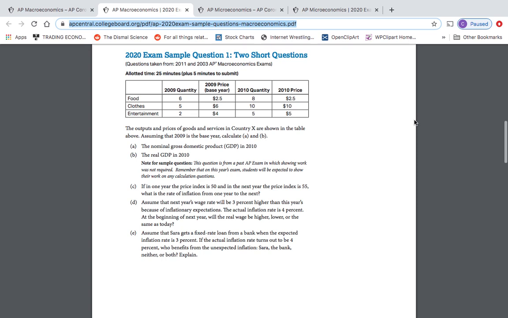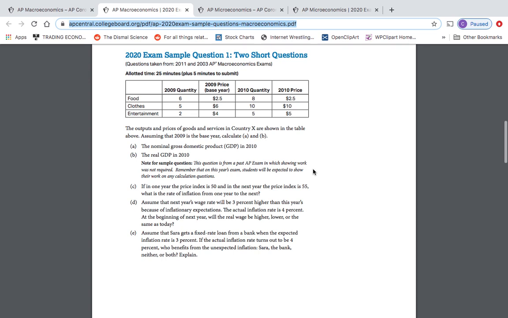Calculate nominal gross domestic product, which means you use 2010 prices in the calculation. Then they say calculate the real GDP. So this is fun. It says note for sample question: this question is from a past AP exam in which showing work was not required. On this year's exam, students will be expected to show their work on any calculation questions.